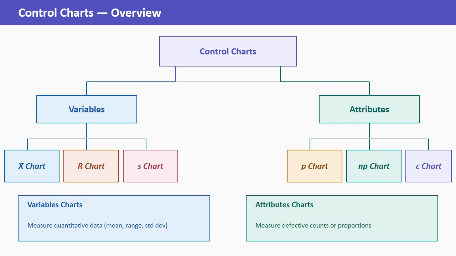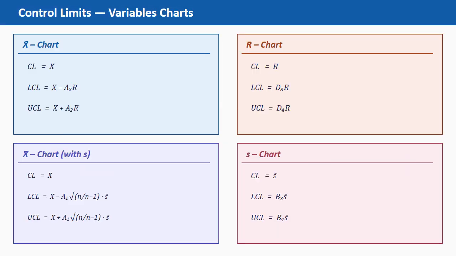So here under the variables charts, we have X bar chart, R chart and S chart. And similarly, under the attributes charts, we have NP chart, P chart and C chart. Each of these charts has a specific purpose, and choosing the correct chart depends on the type of data we are working with. Now let us understand the classification more in detail.